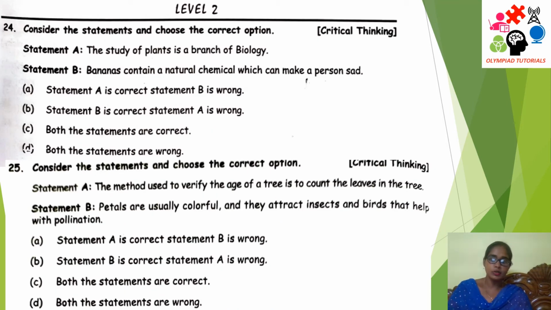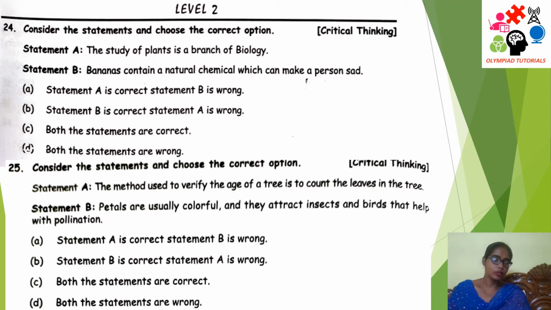Now these are the level 2 questions. So if you qualify the level 1, then you can attempt for the level 2 also. So here your question number 24. Consider the statements and choose the correct option. So two statements are given, and out of the statements either both are correct or both are wrong, that you have to select. So statement A is, the study of plants is a branch of biology, and bananas contain natural chemicals which can make a person sad.